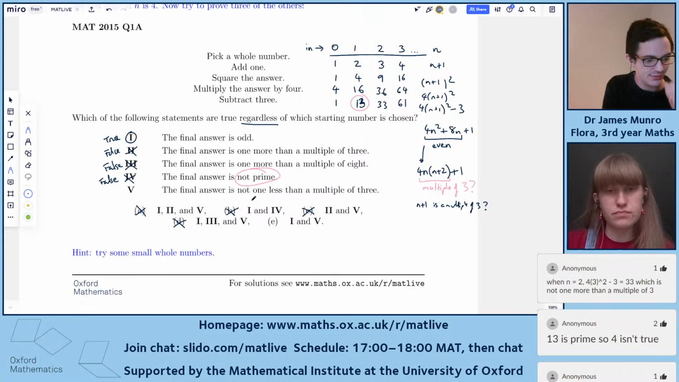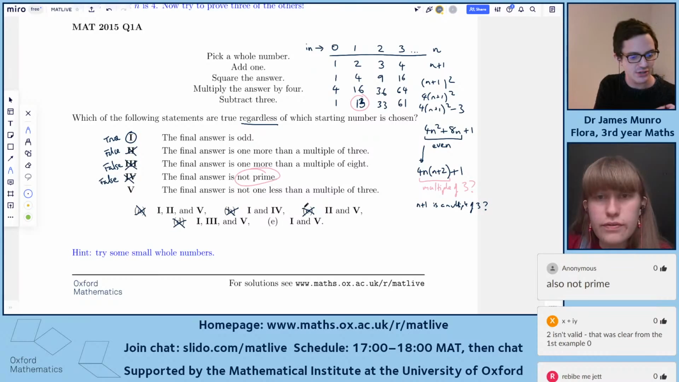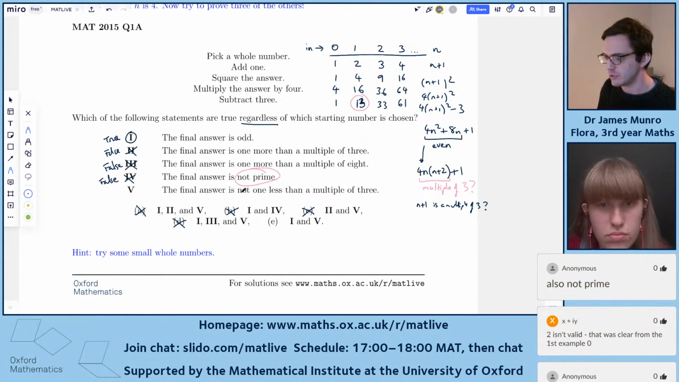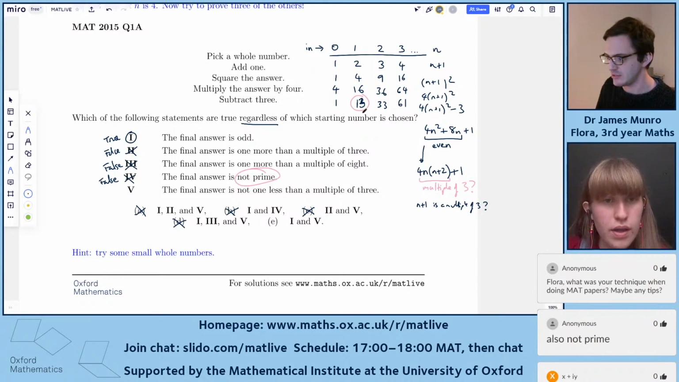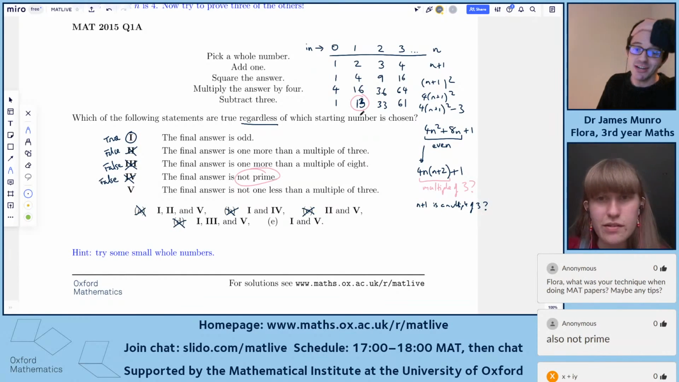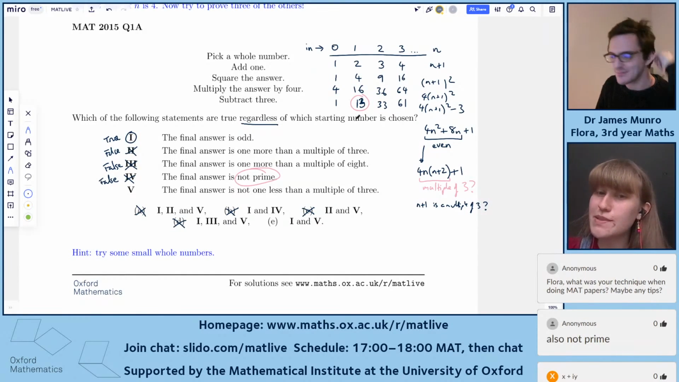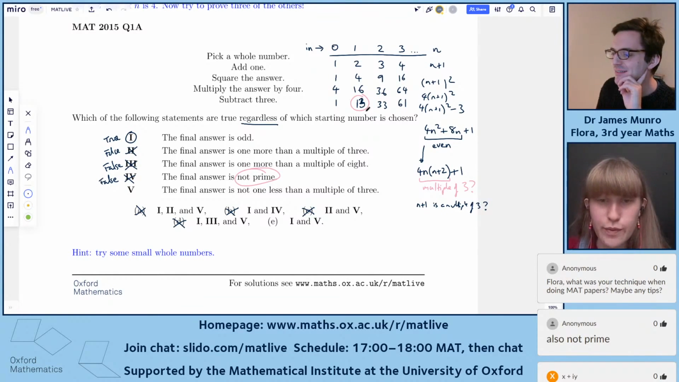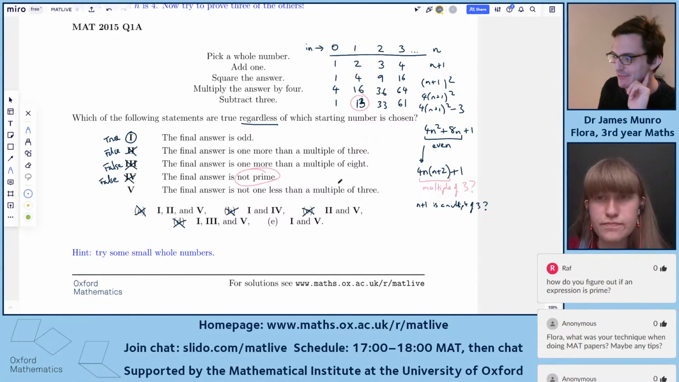And I suppose 5 is true. Should we try and prove 5? Oh yeah, people in chat telling me that 13 is prime. 13. Good. 5 can be disproven with n equals 1. Someone is saying that. But 13 is not 1 less than a multiple of 3. Everyone, stay calm. It's all good. So that's not a counterexample to this statement that the final answer is not 1 less than a multiple of 3.